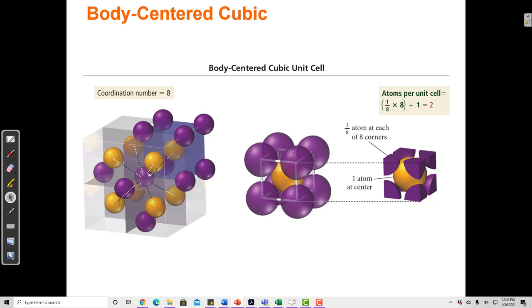So that applies to every atom. This one is right next to 8 atoms, and so on throughout the whole structure. So the coordination number of this structure is 8.